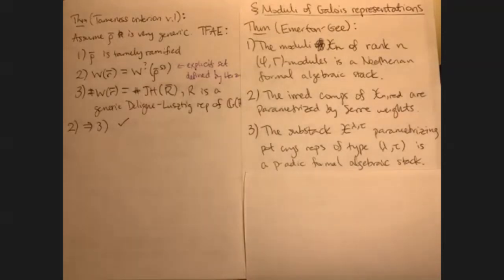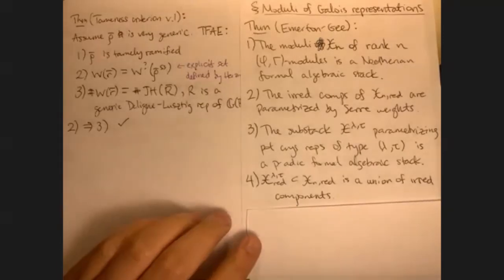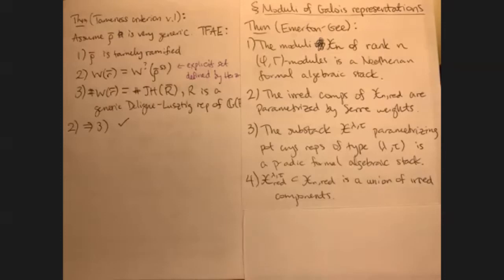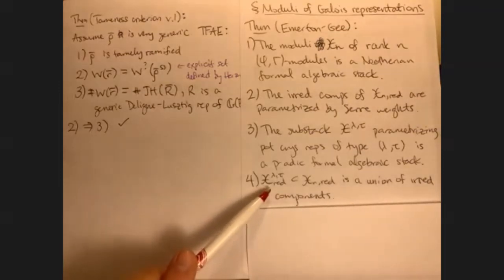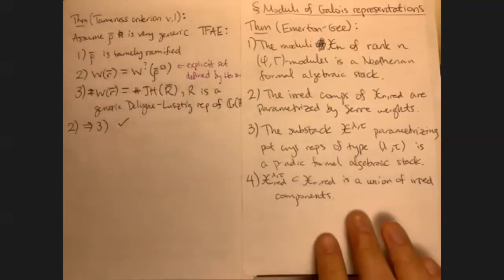Next, they construct a substack of X_n, and this parameterizes potentially crystalline representations of some fixed type, lambda tau. Lambda gives the Hodge-Tate weights, and tau gives the descent data for the potentially part. This is a p-adic formal algebraic stack. It's equidimensional, and in fact its underlying reduced stack has the same dimension as X_n reduced. It's just a union of irreducible components, and the irreducible components of this stack are parameterized by some set of Serre weights. Okay, so are there any questions? Again, that was a little fast.